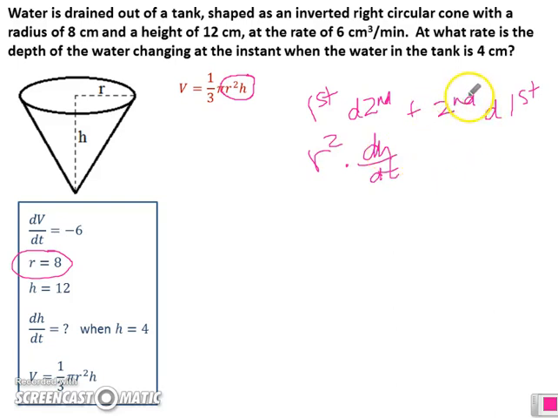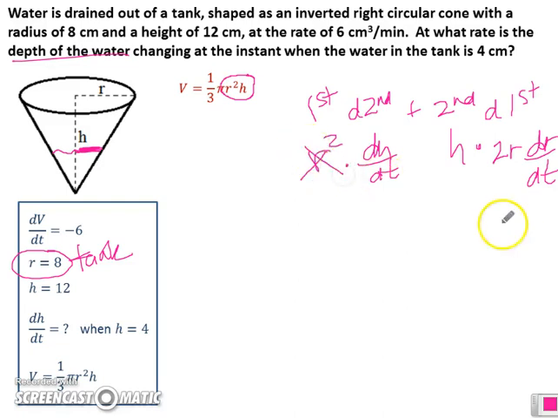And then plus the second times the derivative of the first. Well, derivative of the first is going to be 2r and then dr dt. Again, we have an r, but this is of the tank, not of the water like we're being asked. We're asked to find the rate of the depth of water. So when h is 4, the radius is not 8. So we really can't use that here.